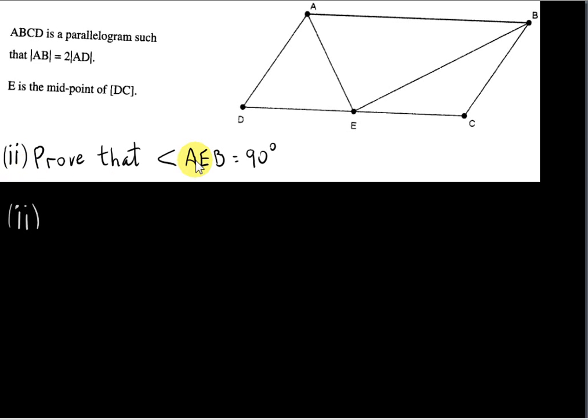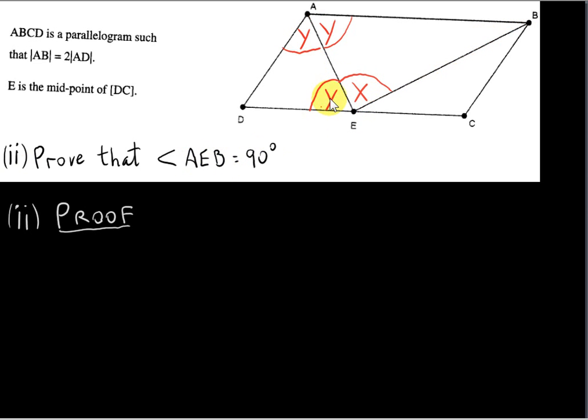Part 2. Prove that angle AEB equals 90 degrees. So I'll give that a name. I won't write AEB. I'll call it X. AEB is this angle in here. So you see one arm of the angle is AE and the other arm is EB. E is the letter in the middle of these 3 letters. So that's the vertex or corner of the angle.